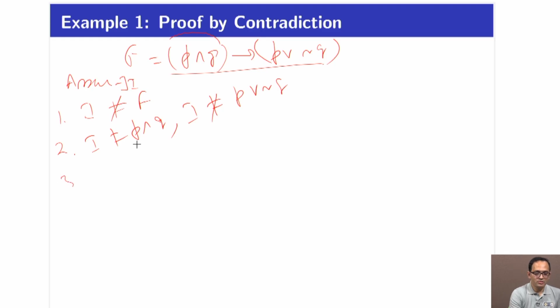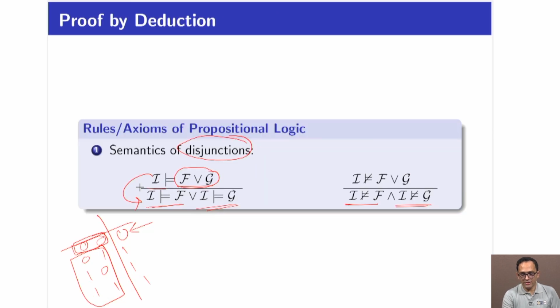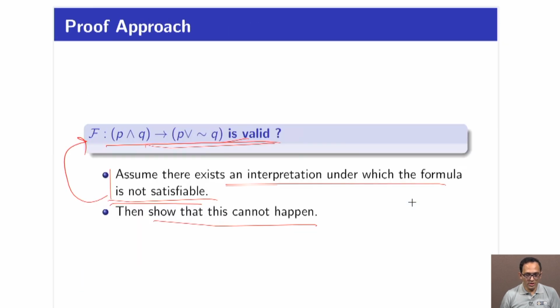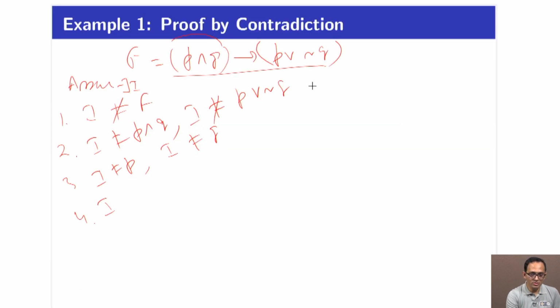Then from here, what I can conclude, these are the rules of conjunction. I satisfies P and Q means I satisfies P and I satisfies Q. And from disjunction, I does not satisfy P or not Q means I does not satisfy P and I does not satisfy not Q, right. So, now I can clearly see that this is a contradiction, right.